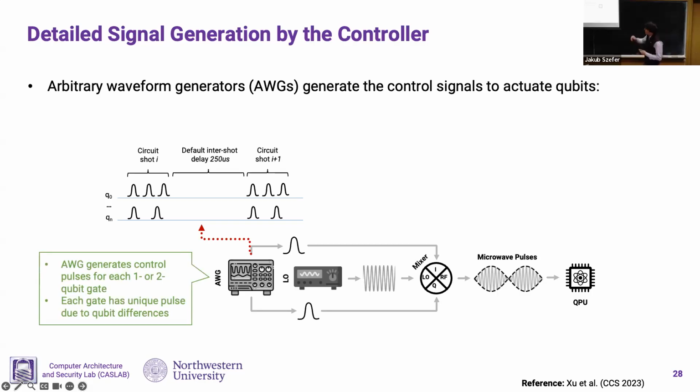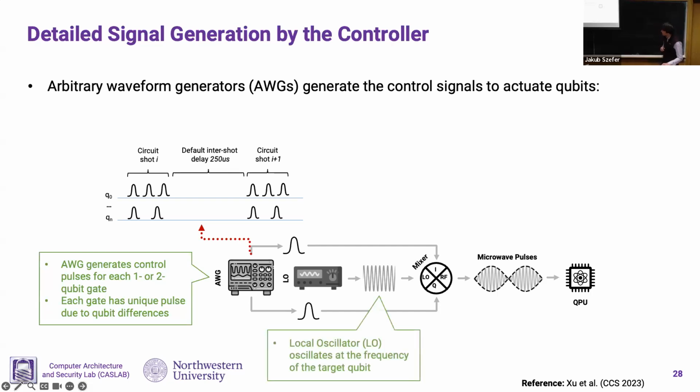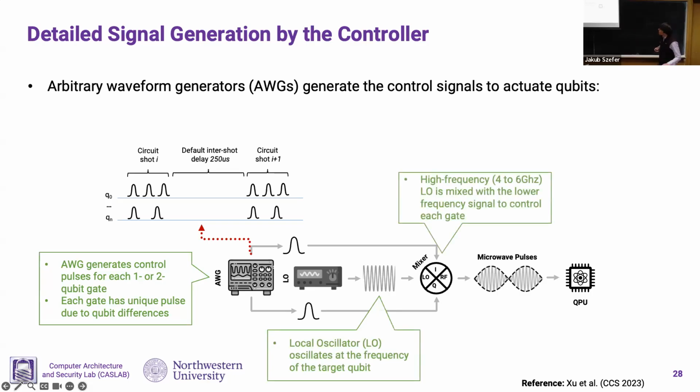And then each gate basically has some unique frequency and amplitude for these pulses. So that also means that the power consumption will be slightly different for each gate. And then there's just more details about mixing the signals, and then this is the output to the qubits.